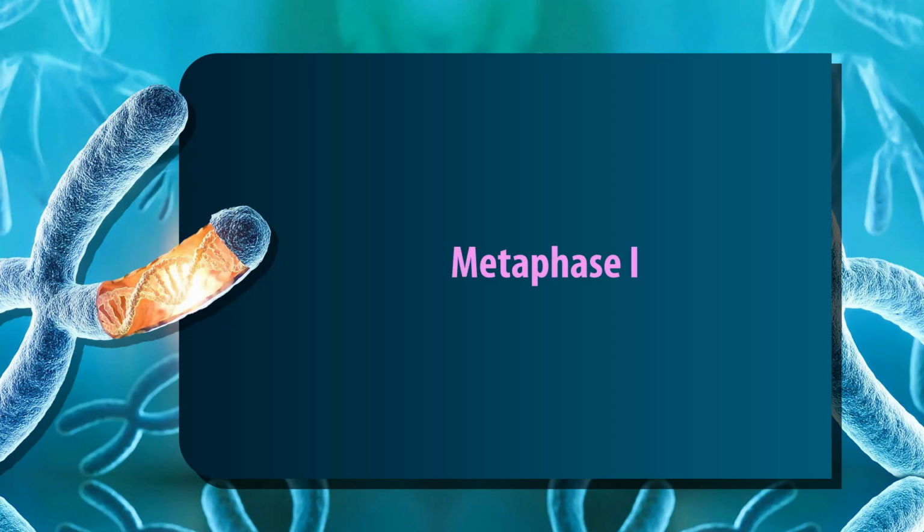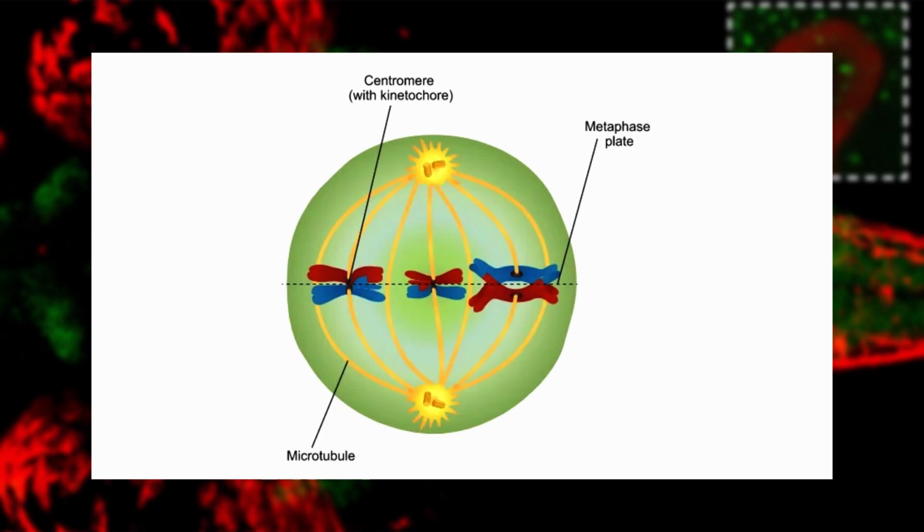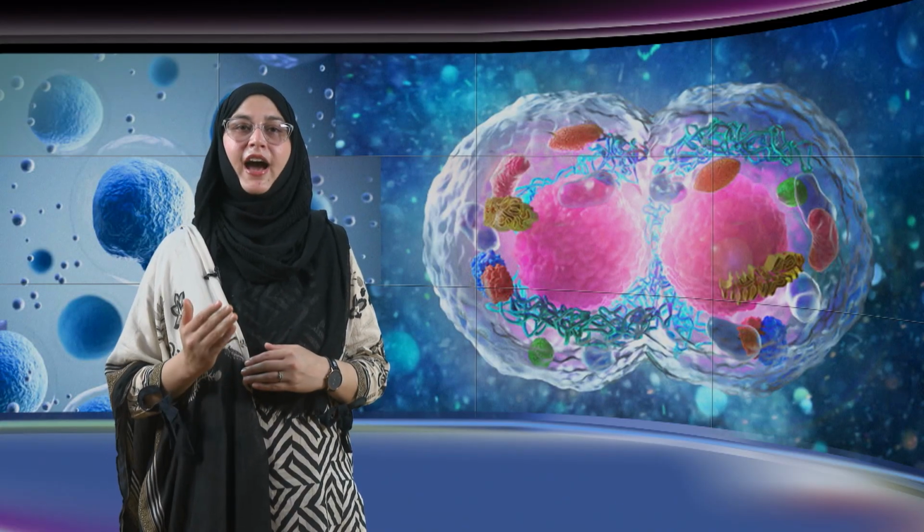Next is the metaphase 1. Homologous chromosome pairs align at the metaphase plate. Random orientation of each pair, driven by kinetochore microtubule attachments, leads to independent assortment, shuffling maternal and paternal chromosomes. In egg production, this ensures varied gamete combinations critical for genetic variation.